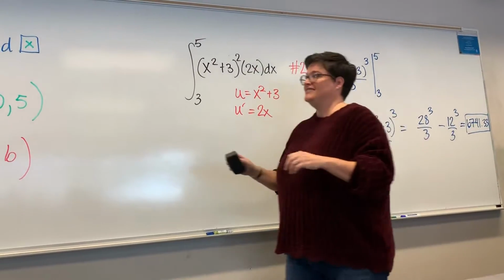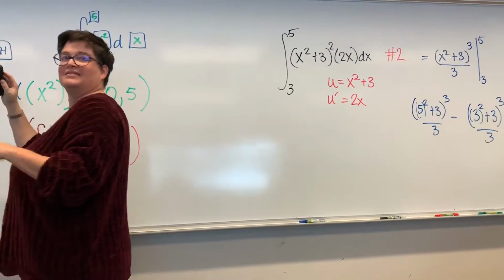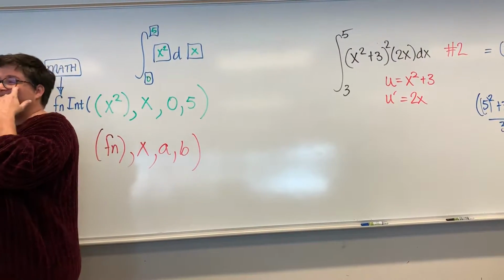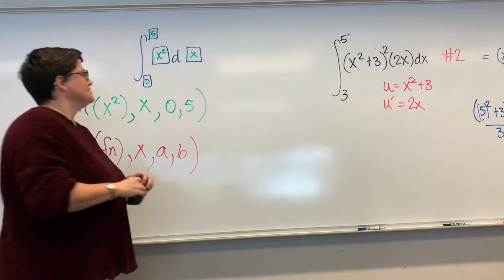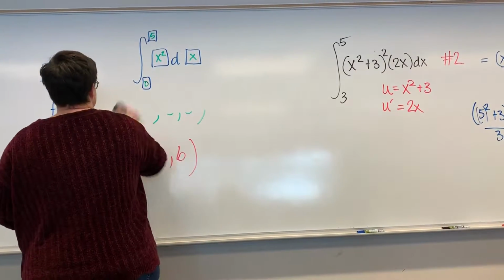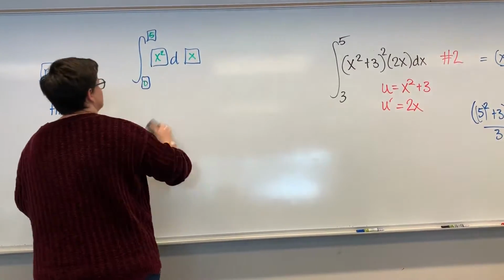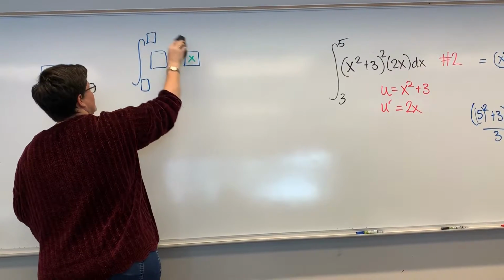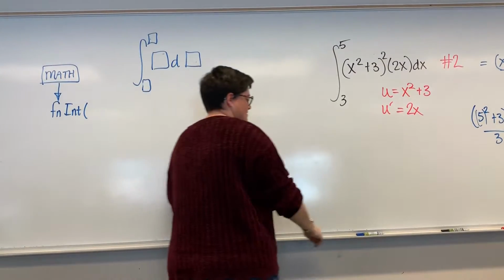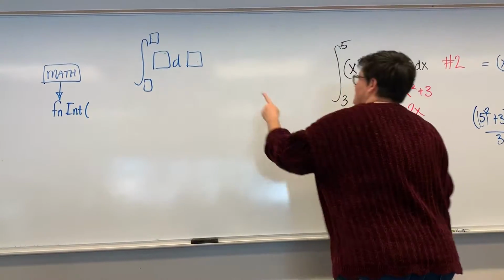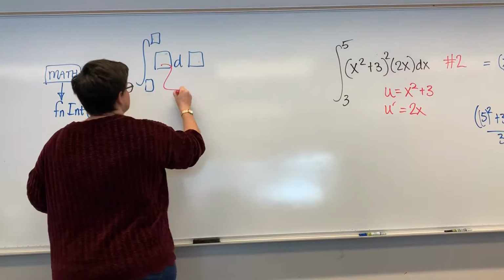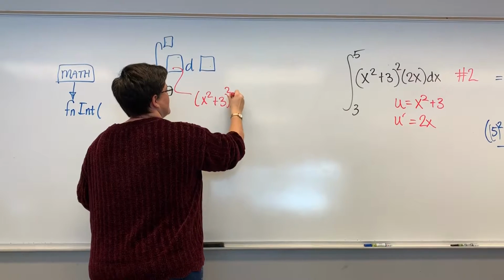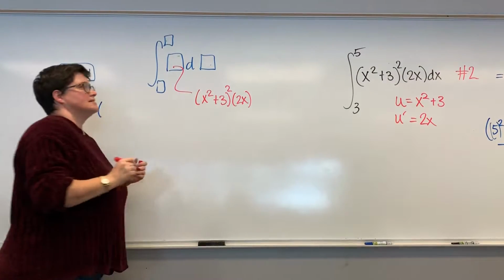Ready to try another? No? I heard that. Can we do it on the calculator? Yeah, absolutely. Okay, so I'll just keep this in here. So what goes in this little box, guys? Everything you're integrating. So for you guys, those of you that get this, what goes in this box is x squared plus 3 quantity squared times 2x. Just like you see it.